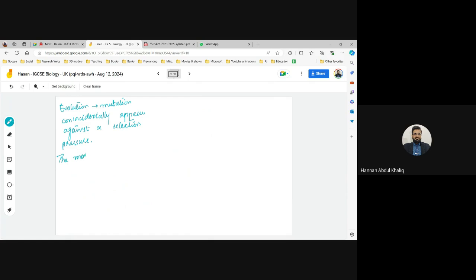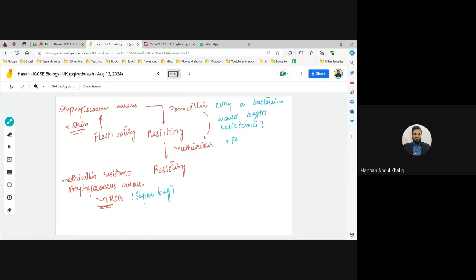Let me write down that. The more the selection pressure is challenging the organism, the higher the chances that the mutation would occur in the relevant gene. So it means that the more you use an antibiotic, frequently using antibiotics can lead to bacterial resistance.